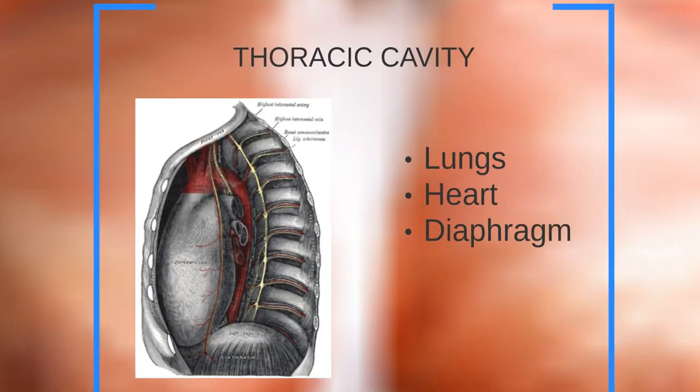So there are three key cavities to the torso. We have to have some understanding of what's found within those cavities. The first is the thoracic cavity. And you can see the picture there. That's basically from the neck at the top that you see up here down to the diaphragm here at the base of the rib cage.